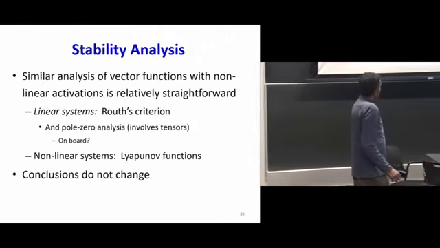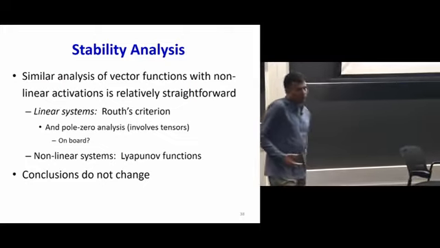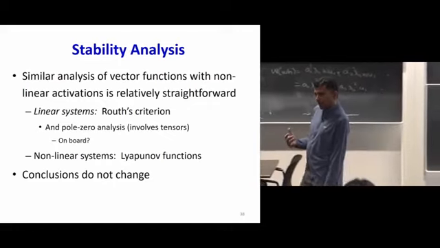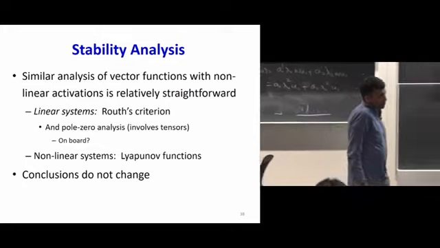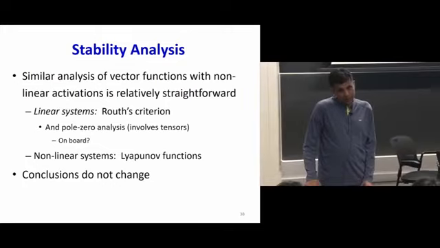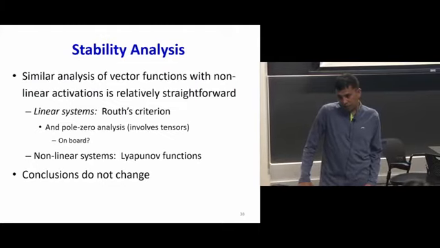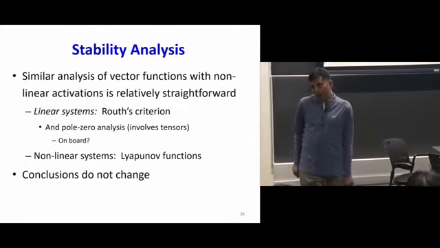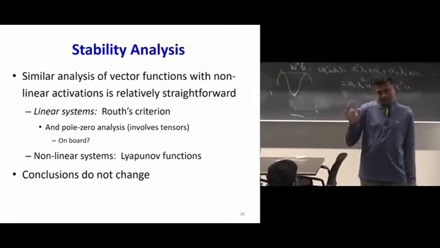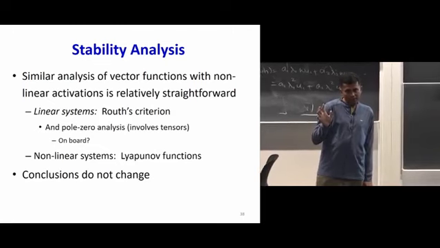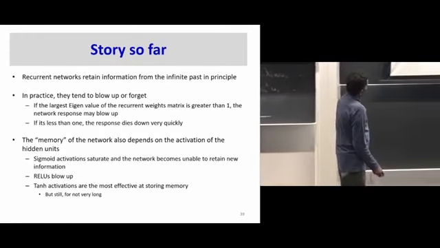But regardless of all of this, if you actually go through all of the analyses, you'd have to go back and again look at all of the Routh criteria and Lyapunov functions and so on. The overall conclusions do not change. These systems are fundamentally unstable. If you have bipolar activation functions, you have some hope of retaining memory for some time. And if you have unipolar activation functions, they're going to blow up or they're going to saturate. Right? Questions? No. Okay.